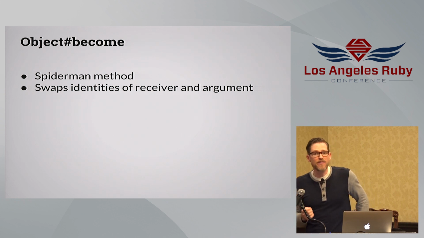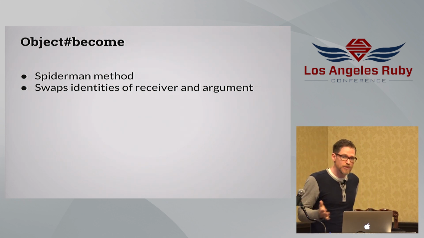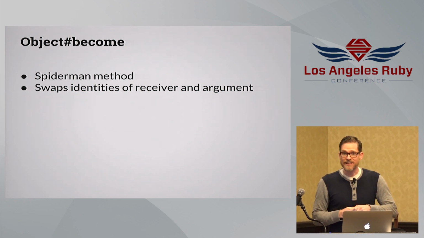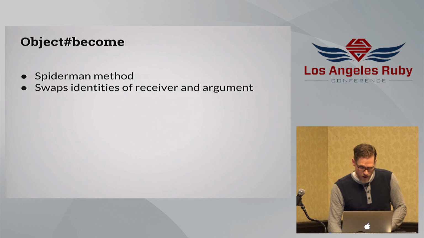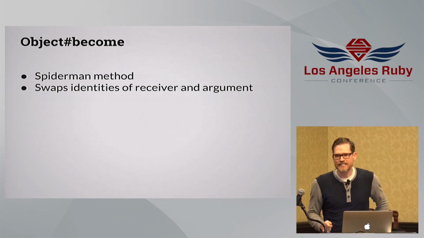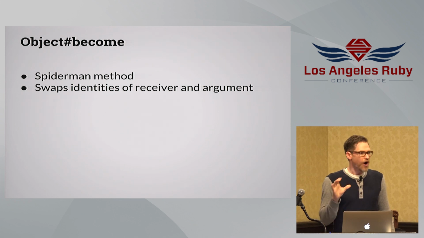It's kind of like method missing. Method missing is incredibly powerful, but if you abuse it, you end up with code that is hard to debug. Method missing can be very dangerous. Object become swaps the identities of the receiver and the argument.